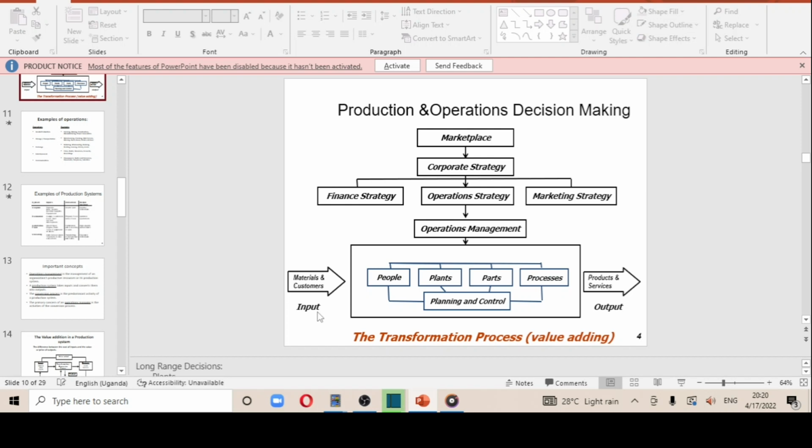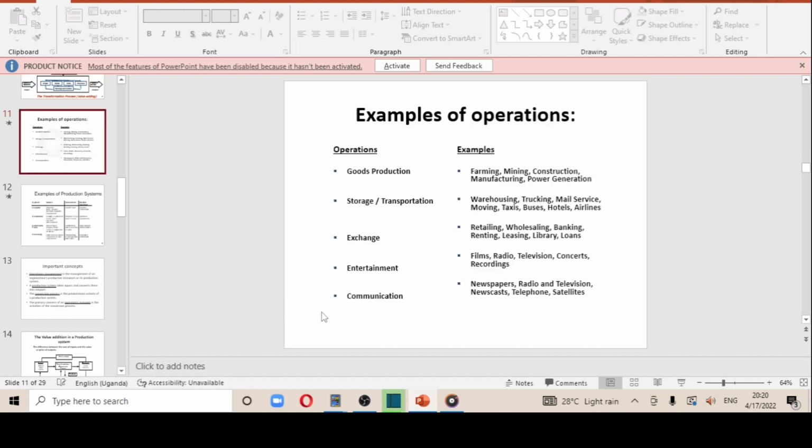And under that, we are having examples of operations. So operations, you can have operations like goods production. A best example can be farming. We're having storage or transportation, whereby you can look at examples to do with warehousing and taxis. Then we're having exchange, whereby you can look at banking; entertainment, where we can look at concerts; communication, where you can look at radios and newspapers.